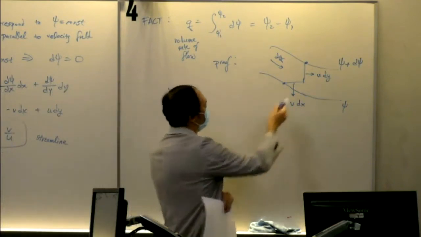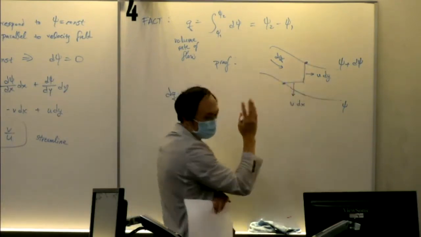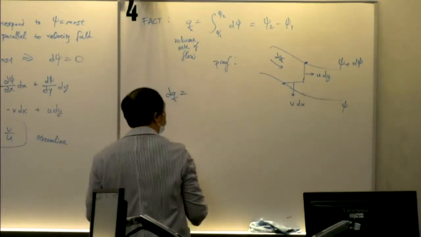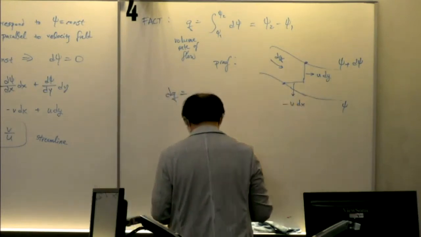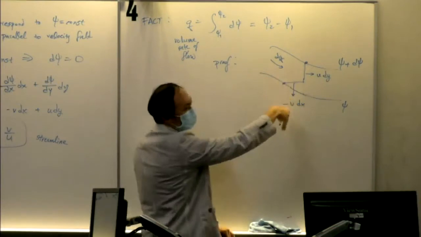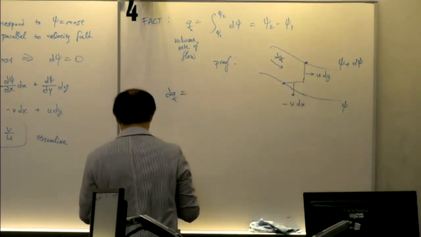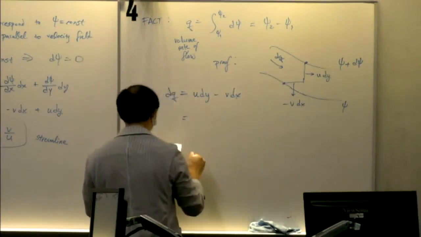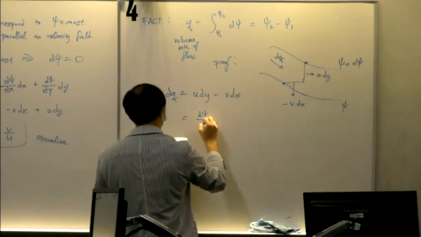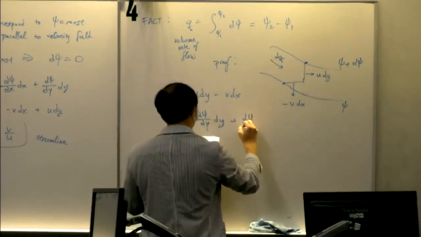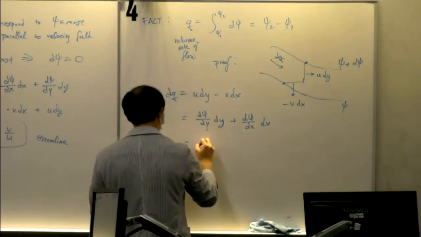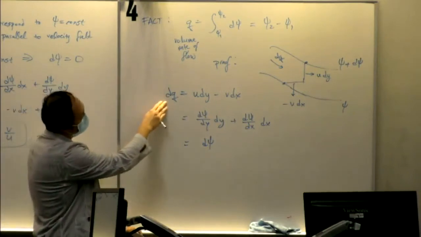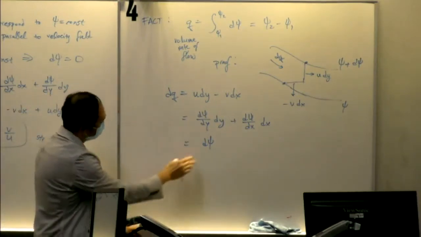So imagine, instead of having that sort of weird fishnet thing, I've just divided it into two regions where I know the flow is perpendicular to those regions. Oh, and the vector I've drawn here is negative v dx, because I'm having it go normal to the surface, which is down. So dq is u dy minus v dx by definition, by considering the horizontal and vertical components. All right, so it says small changes in q are accompanied by small changes in psi, and the proportionality is 1.